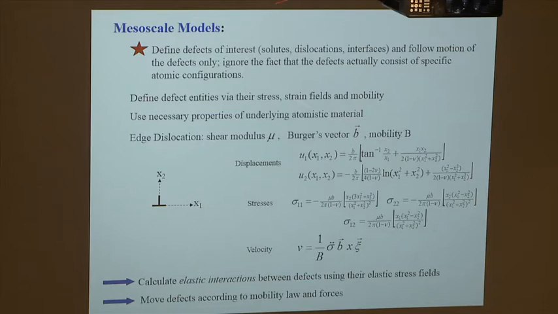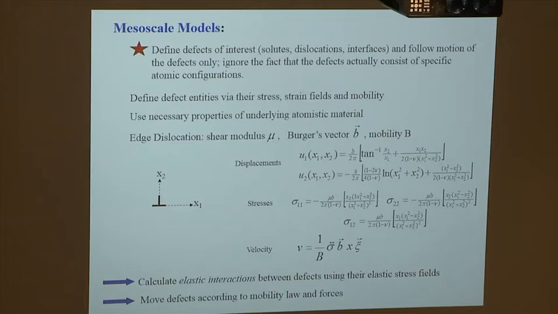And this is where Mezzo Scale comes in. At a Mezzo Scale, you define the defects that you're interested in. Maybe they're solutes, maybe they're dislocations, maybe they're interfaces or grain boundaries, and you pay attention to the motion of the defects. You don't worry about all the other atoms. All the other atoms are just hanging around, deforming elastically and transferring load, stress from one place to another.